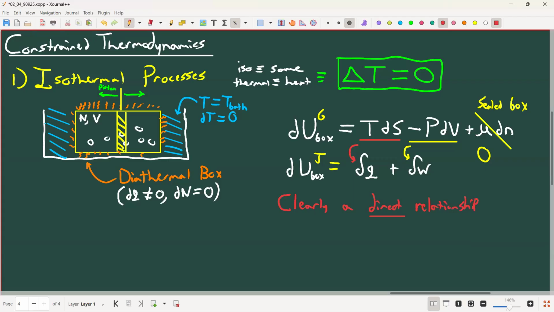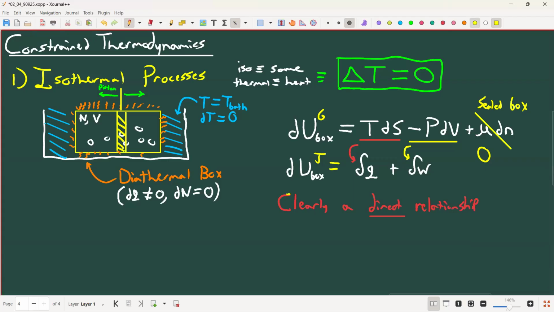I don't know if you can see that well. I'm sorry, you can't see that. Yeah, the glare is really bad. Is that better? Yeah.